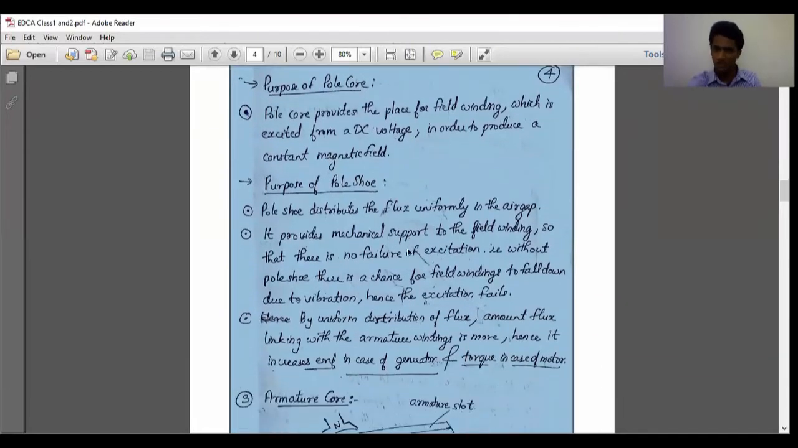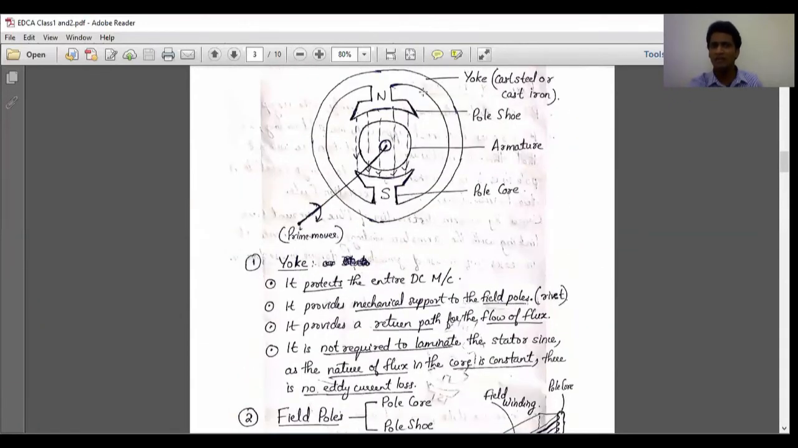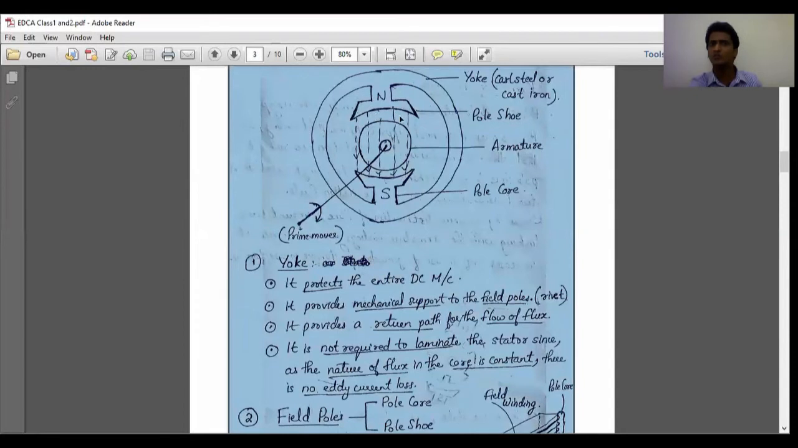We have already discussed it. Pole shoe distributes the flux uniformly in the air gap. What is air gap? We can't keep the armature close to the pole shoe, or make them touch each other, because whenever the armature rotates there will be frictional loss. So there will be a small gap between the pole shoe and the armature, and that gap is called the air gap. A uniform air gap is made by the pole shoe in order to make the magnetic field uniform throughout the conductors. Clear?